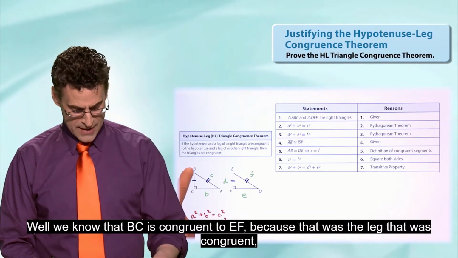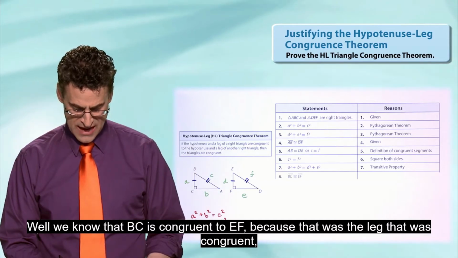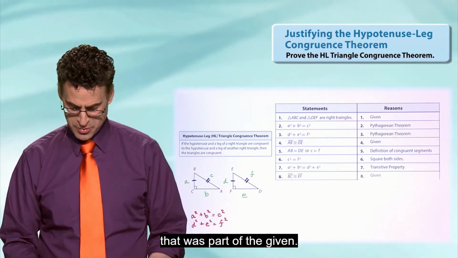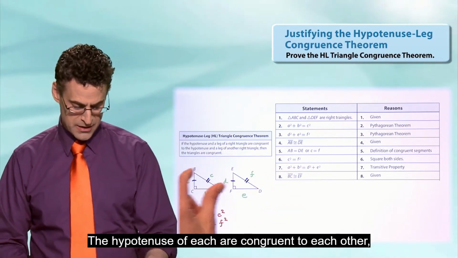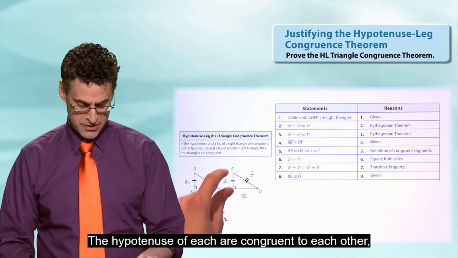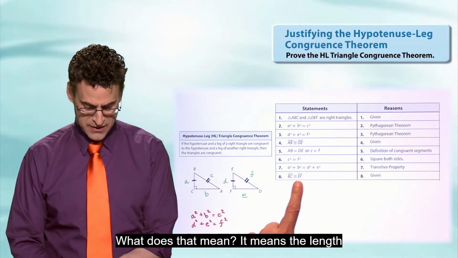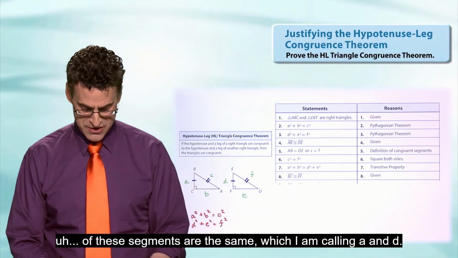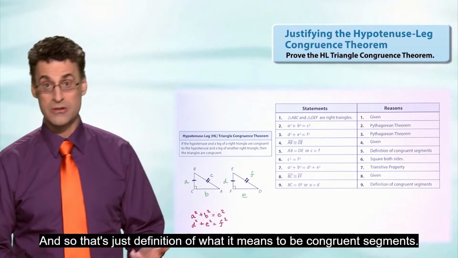Well, we know that BC is congruent to EF because that was the leg that was congruent. That was part of the given. Remember, it's called hypotenuse leg for a reason. The hypotenuse of each are congruent to each other, and we have a leg from each that's congruent. And what does that mean? It means that the length of these segments are the same, which I'm calling A and D, and so that's just the definition of what it means to be congruent segments.